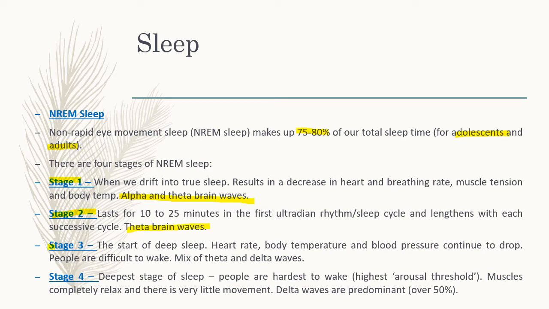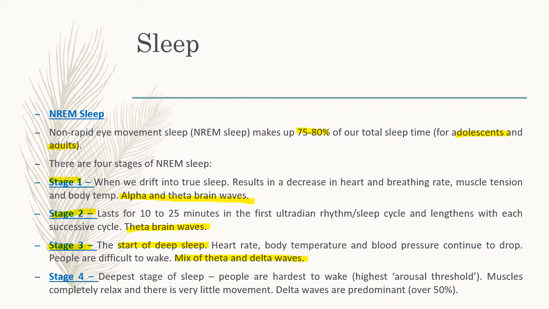In stage 3, it's the start of deep sleep. And that's a question that VCAA likes to ask a lot. What stage of sleep is the start of deep wave sleep? And that is stage 3. Heart rate, body temperature and blood pressure continue to drop, people are difficult to wake, and there is a mix of theta and delta waves.